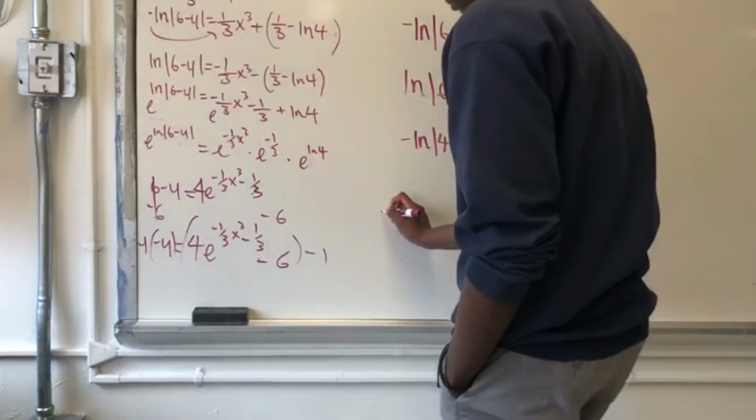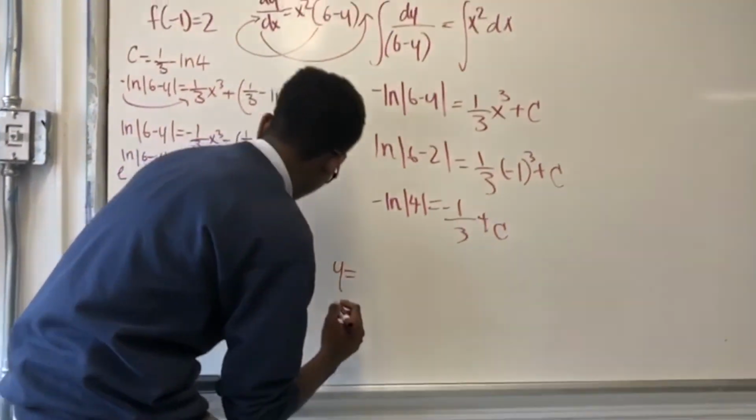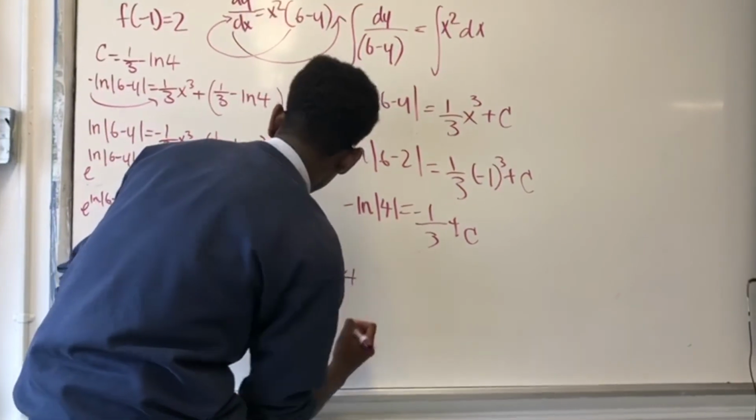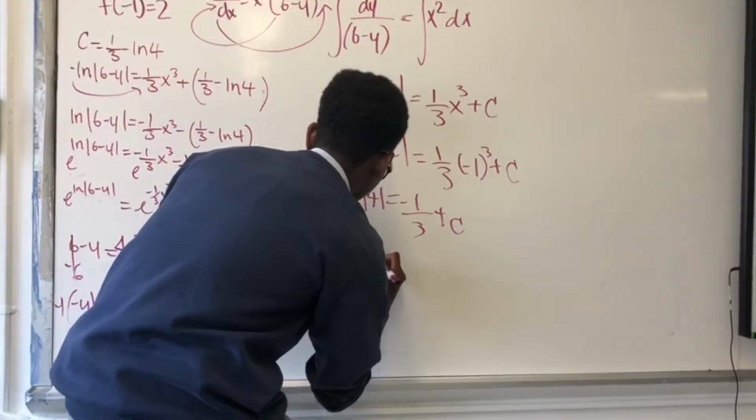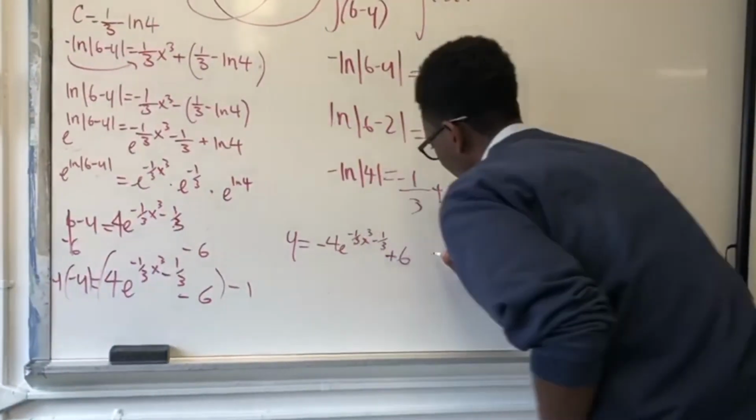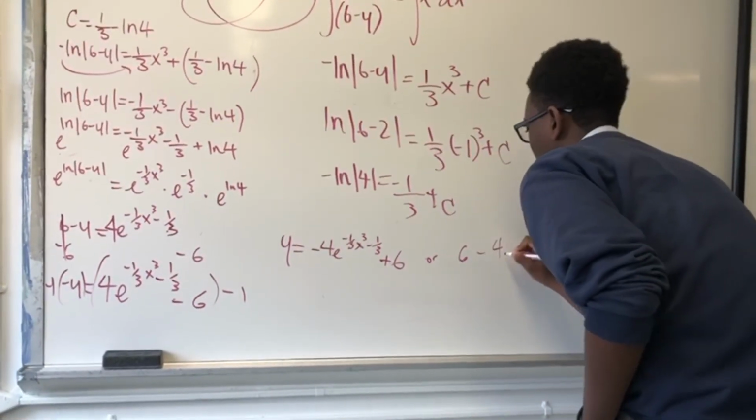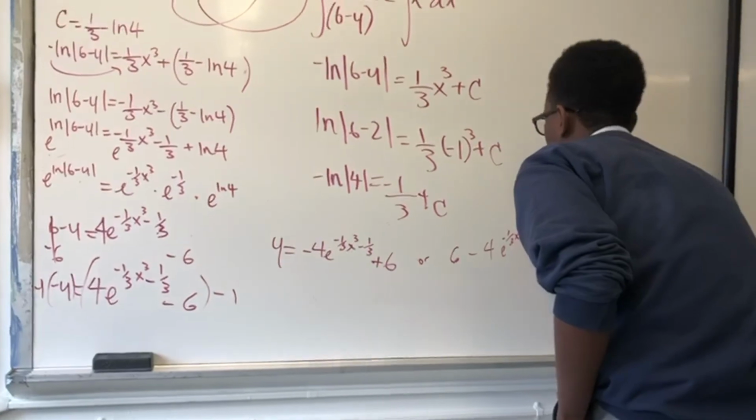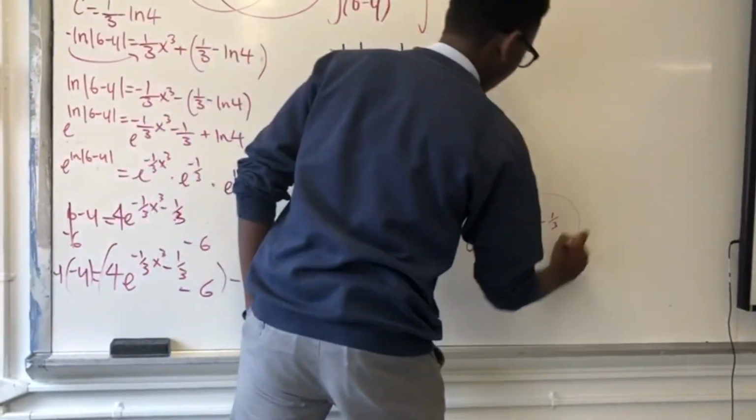So overall, to recap, the most important part of this problem is to realize that you have to do separation of variables and you have to find the c. Also, you have to make sure that your antiderivatives are correct, and you have to know how to get rid of the natural log.